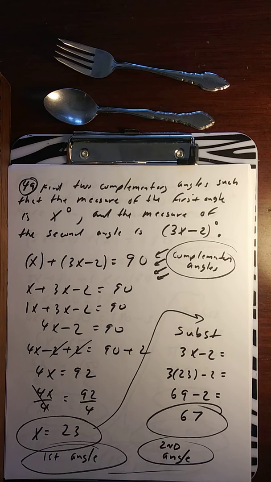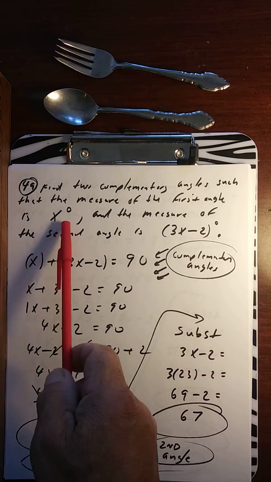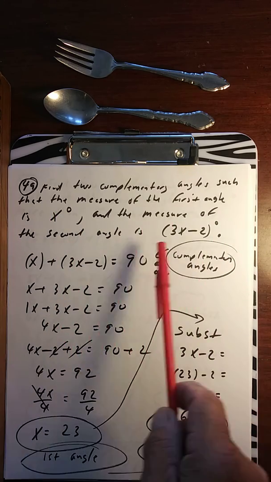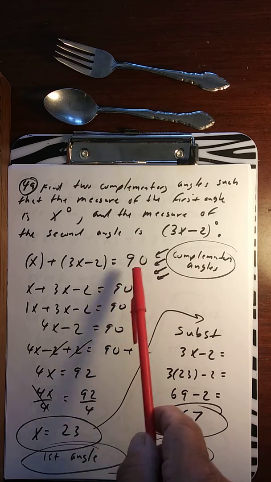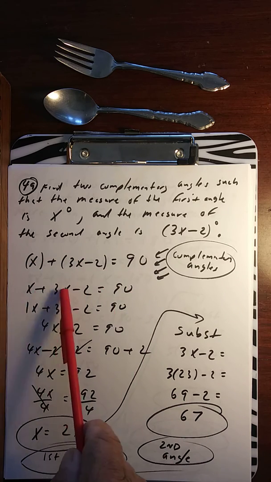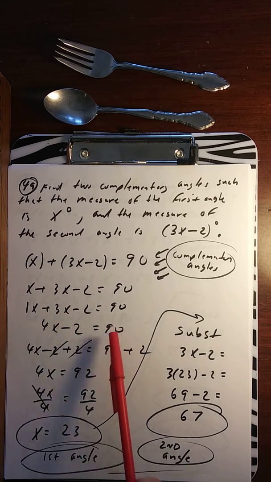Find two complementary angles where the measure of the first angle is x and the measure of the second one is 3x minus 2. So there's two angles. Complementary means they're 90. So this plus this has to be 90. So x plus 3x minus 2, that's 4x minus 2 equals 90.